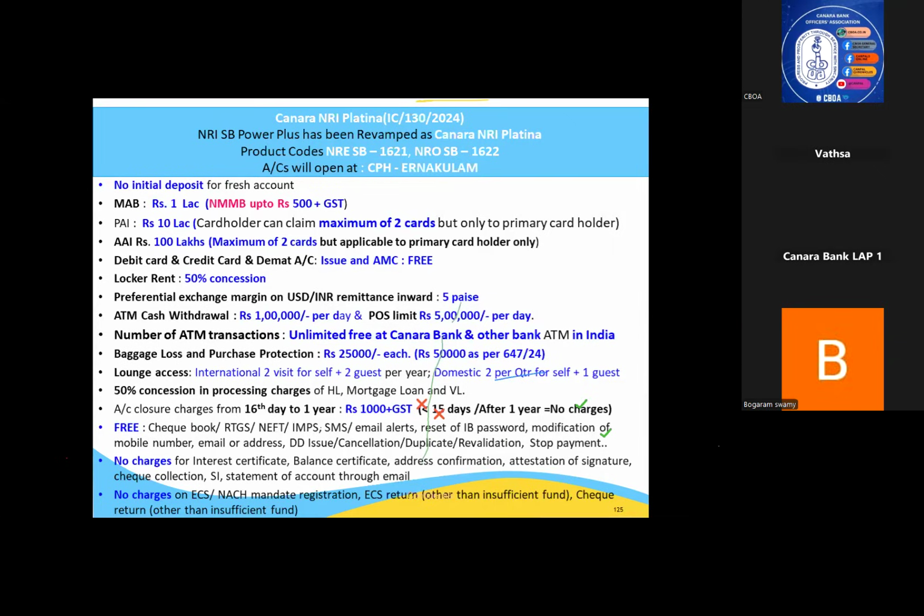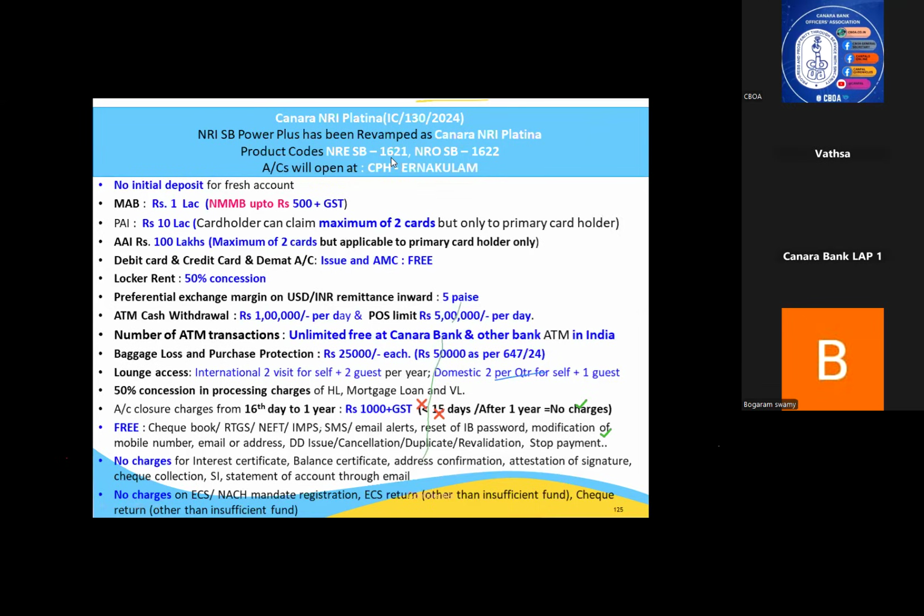NEFT, RTGS, IMPS, SMS, DD, free. Then checkbook, some numbers they will get. All those things are there for SB customers. Similarly, for NRI customers also, it is given. So, Power Plus Platina. Power Plus has been converted to Platina and the product code has been changed.